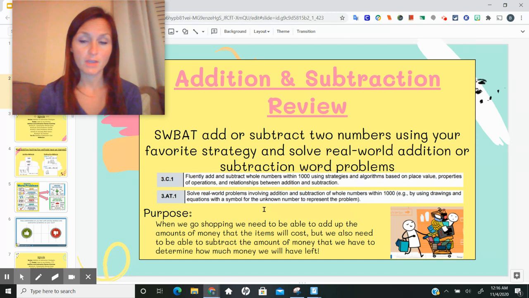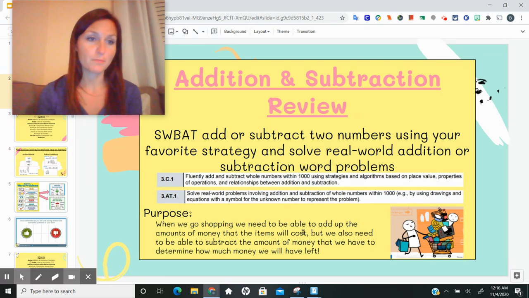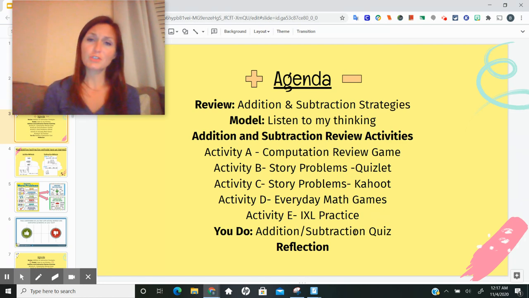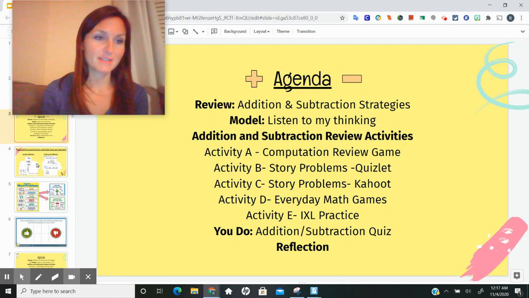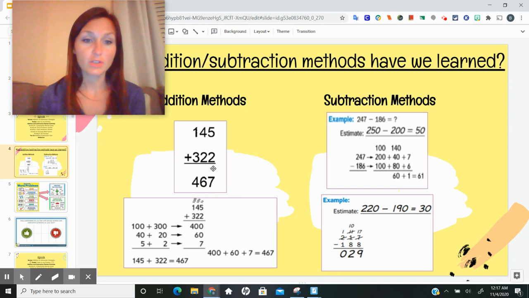real-world problems. Okay? Again, when we go shopping, right, we need to be able to add up the items that we have, but also subtract how much money we're trying to solve. These are things we need to do all the time. So today I'm going to review right now. I'm going to model for you, and then I'll pause, and then I'm going to explain some of the activity choices that you have to do today to help you practice to make sure that you know how to solve these types of problems, okay? And then at the end, you're going to do a little quiz to show all that you've learned, and then we're going to reflect.